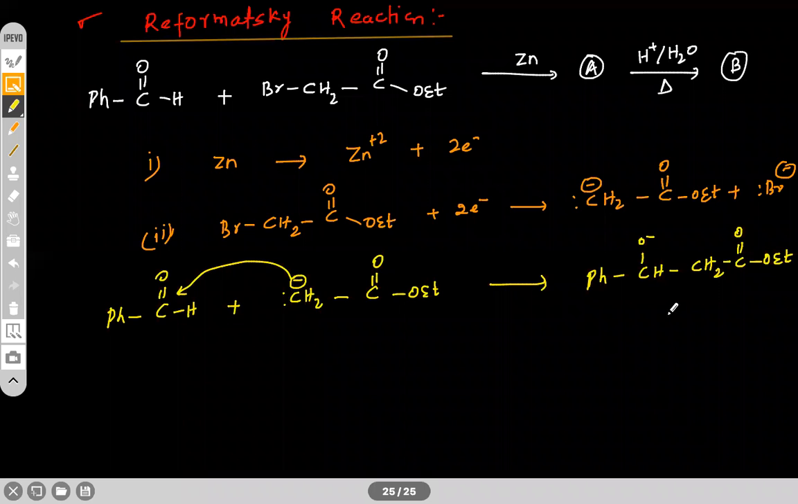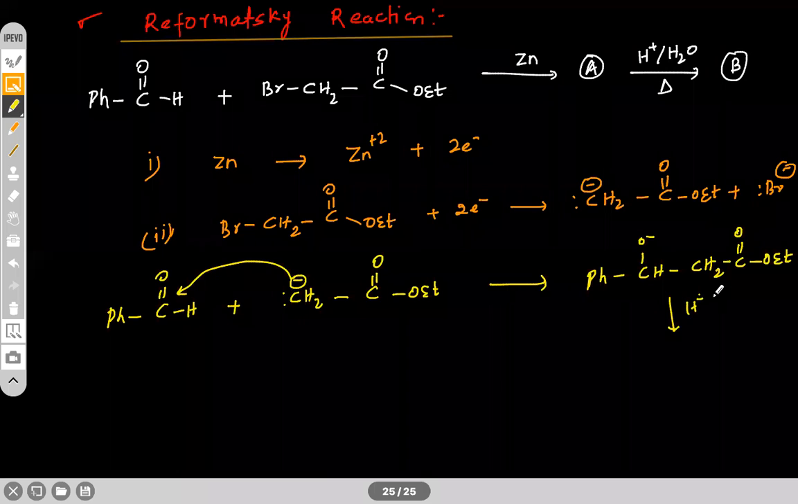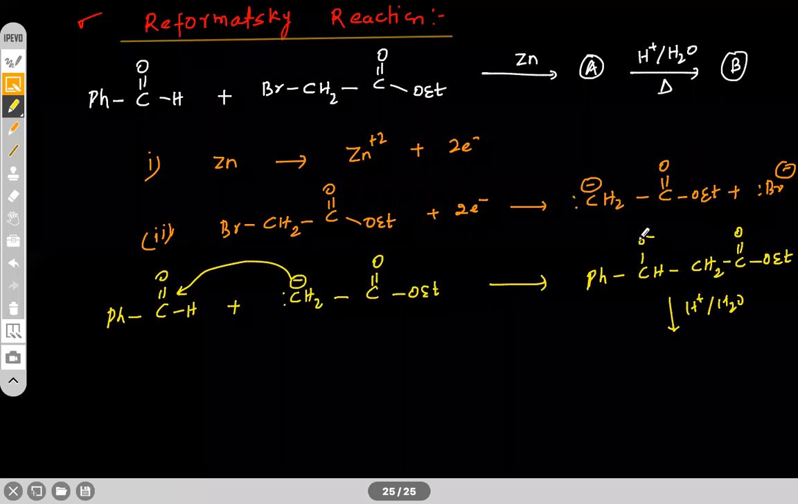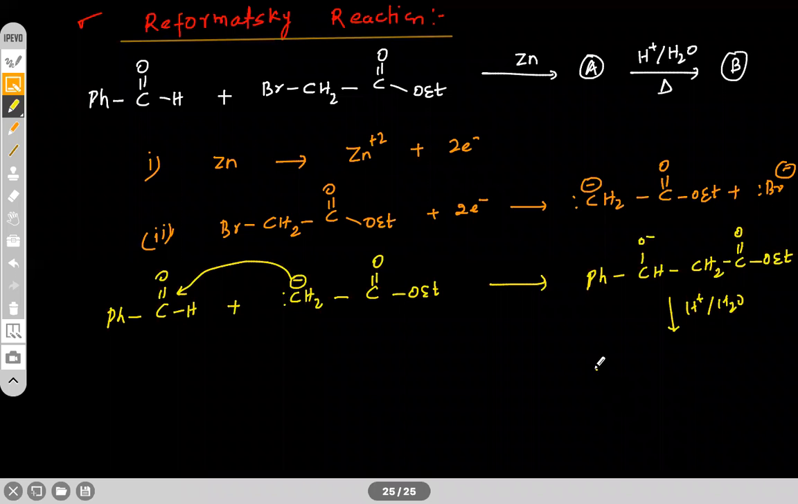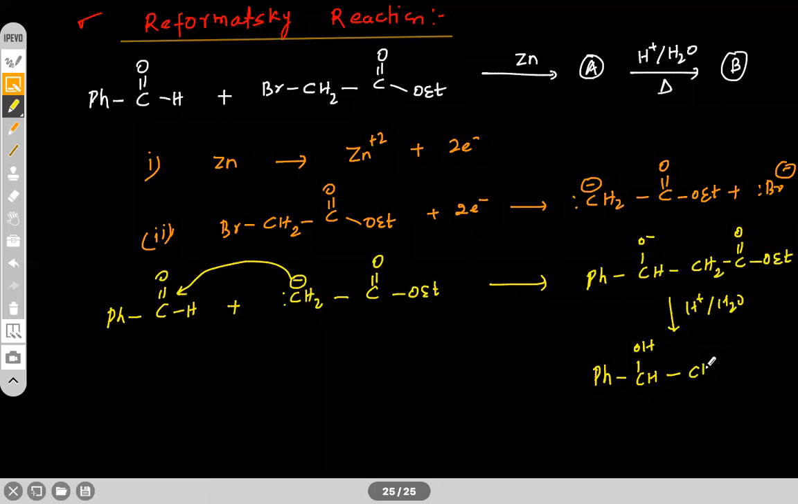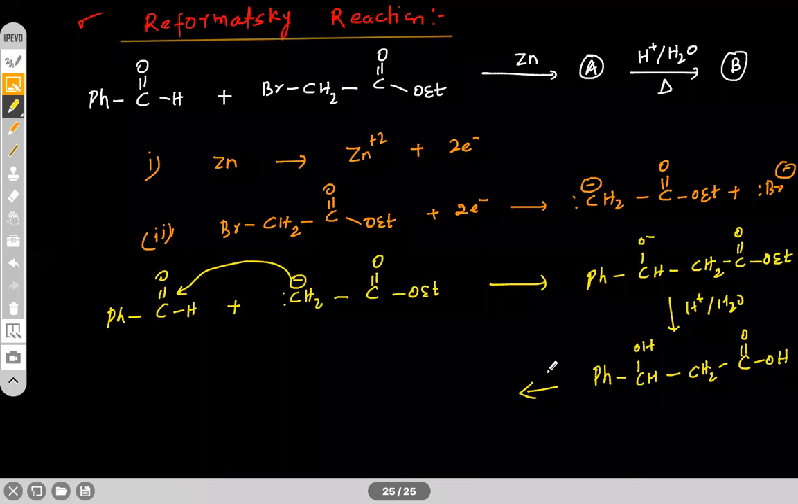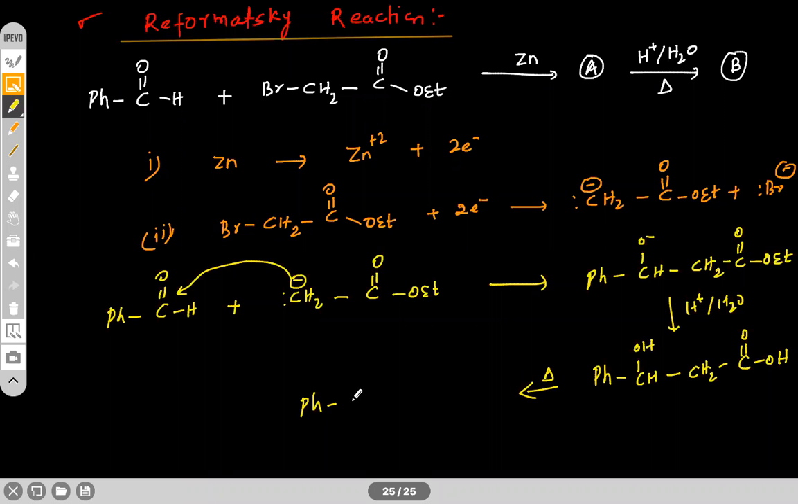And with H plus H2O, obviously this OEt bond also breaks, we'll get OH here, and here also we get OH, okay? So PhCH, I'll write down in one single step only, OH on the top, CH2C(=O)OH, and we'll get EtOH out. And then since we are heating it also, dehydration takes place and we get cinnamic acid as the final product.